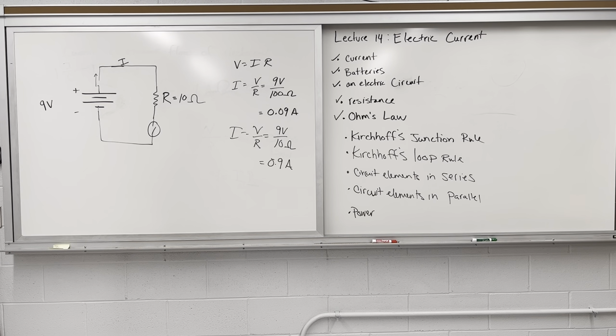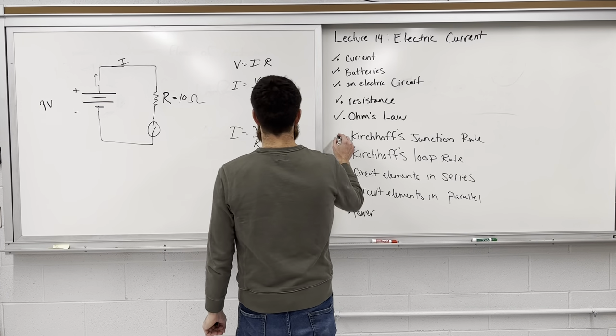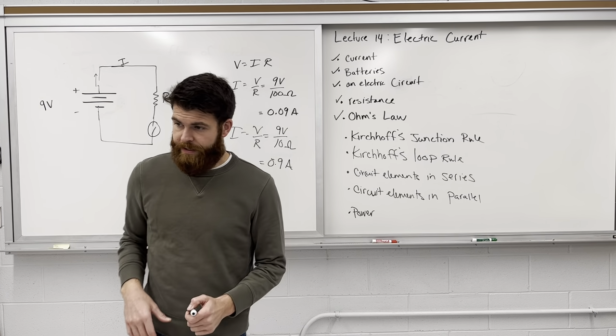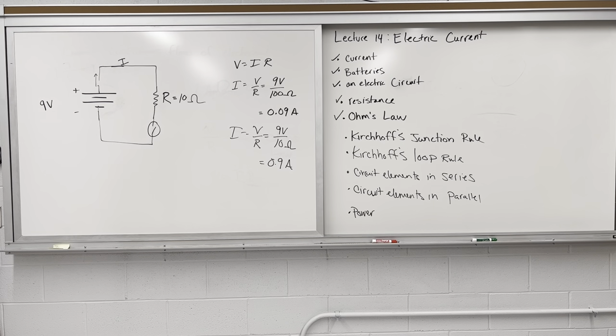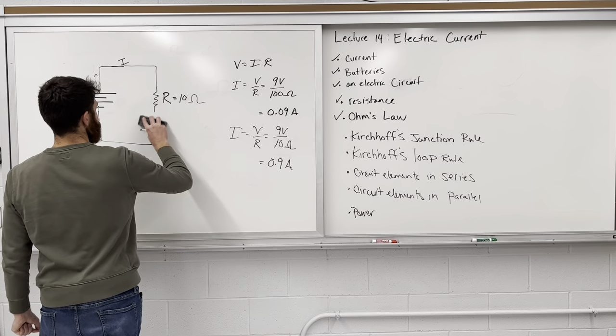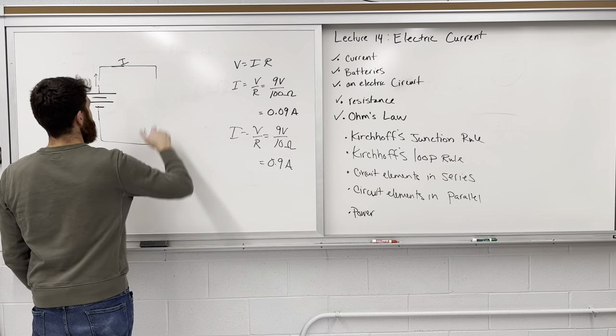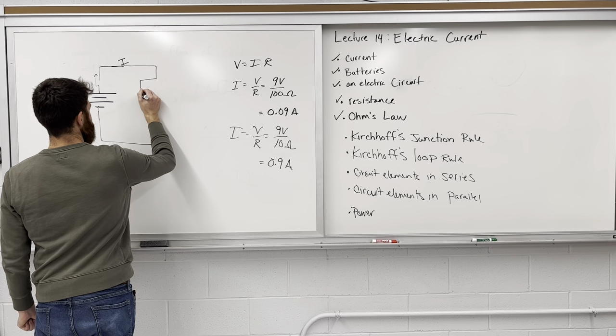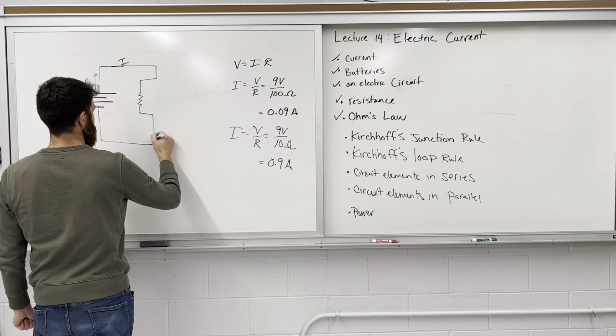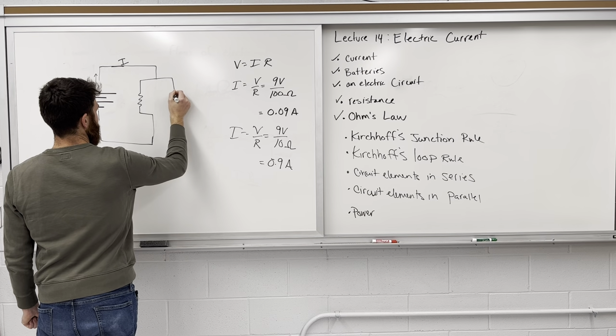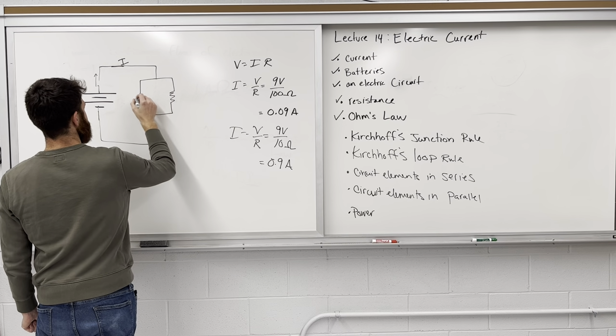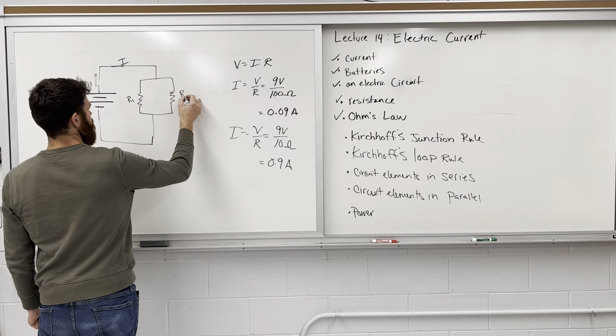So now we're going to get to Kirchhoff's junction rule, okay? Kirchhoff's junction rule is that if we have multiple paths in the circuit that electricity can take, let's say here we have a branch with two resistors in it, R1 and R2.